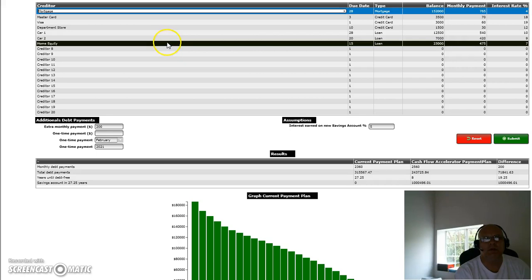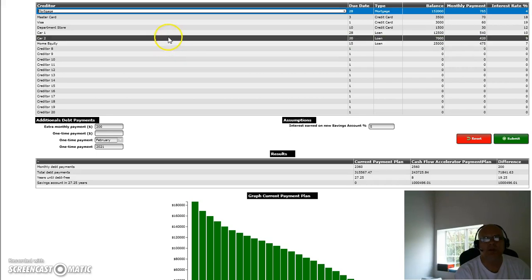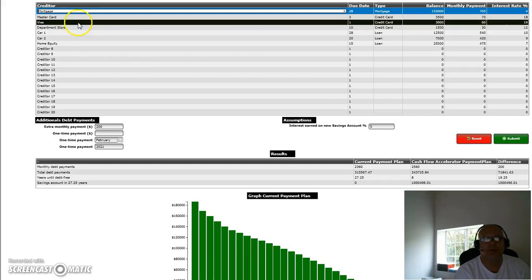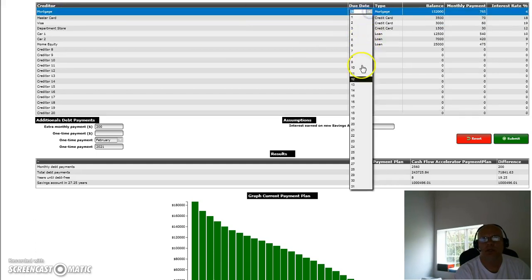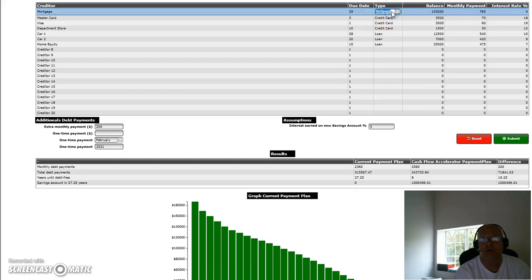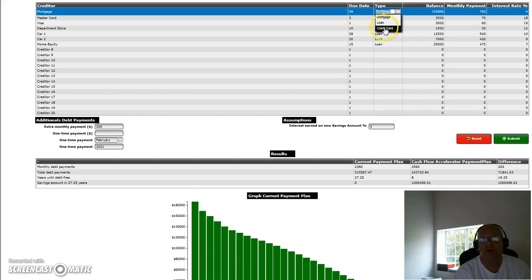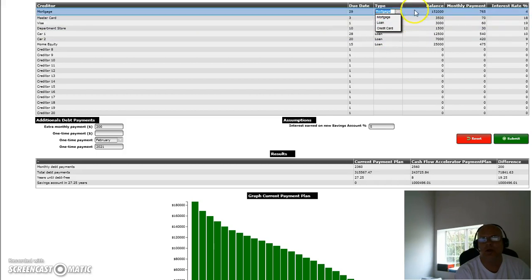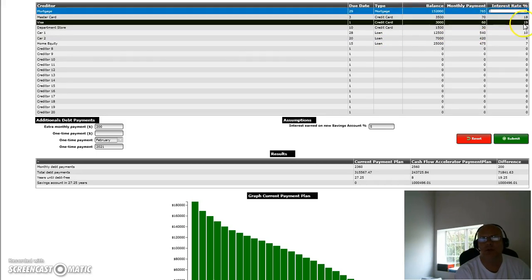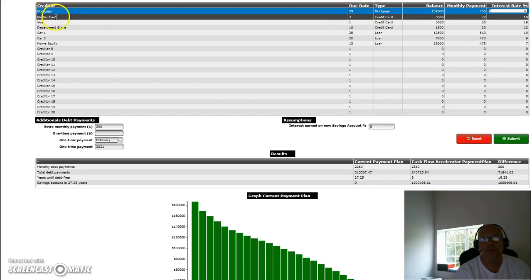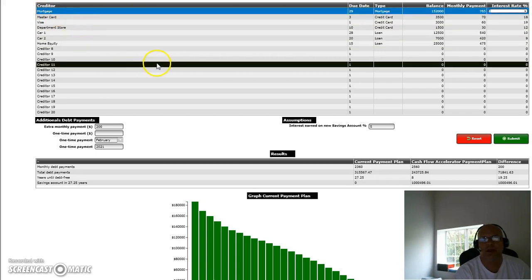We are the creators of the Living Debt-Free Calculator that we're viewing here today. We have already pre-populated this with an example. I will just quickly go through this. We've populated this with a mortgage payment, and we put a due date in which has a drop box for you, and then your type would be your mortgage, your loan, or a credit card, and then you would have your balance, your monthly payment, and your interest rate. You would do that for each one of your debts all the way down.